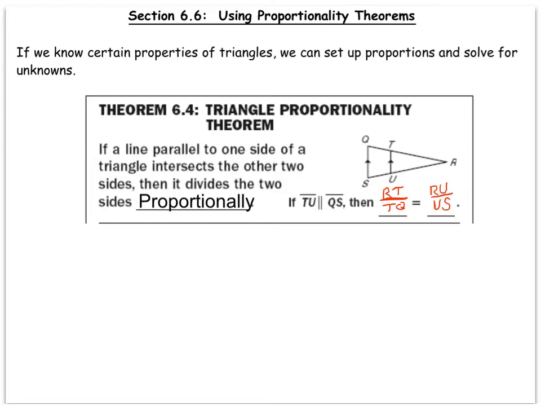So for this first one, we have that if you have a line parallel to one side of the triangle that intersects the other 2 sides. So here we have the larger triangle, QSR, and we have a line TU, which is parallel, and it intersects the other sides. So it intersects QR at T, and it intersects SR at U. Then what we can say is that it divides the 2 sides proportionally, which means that RT divided by TQ is proportional to RU divided by US.